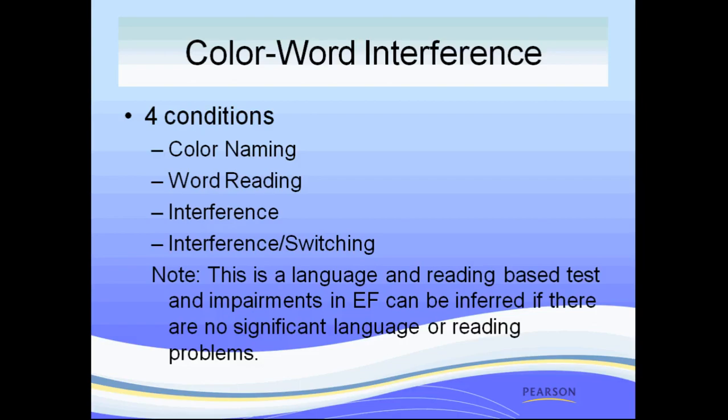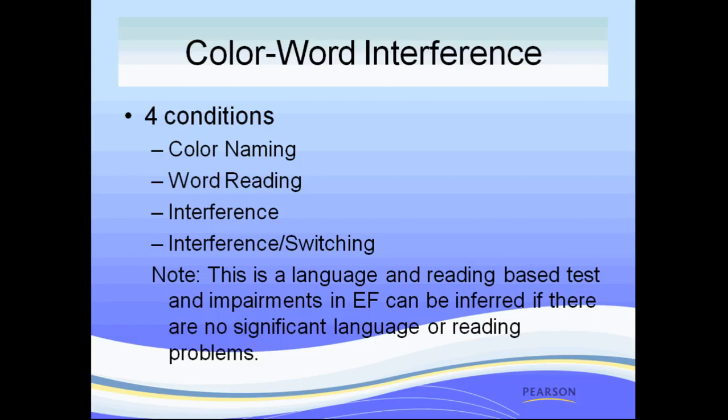Now, the color word interference test is color naming, which you just name the color of a patch that you see on the screen, on the page. Word reading, you read a word, red, blue, or green. The interference is you see the word red in the color blue, and you have to say blue instead of reading the word red. Interference switching, whenever you see the word in a box, you have to do the opposite of what you were doing before, which was instead of inhibiting the reading, you actually do read the word.